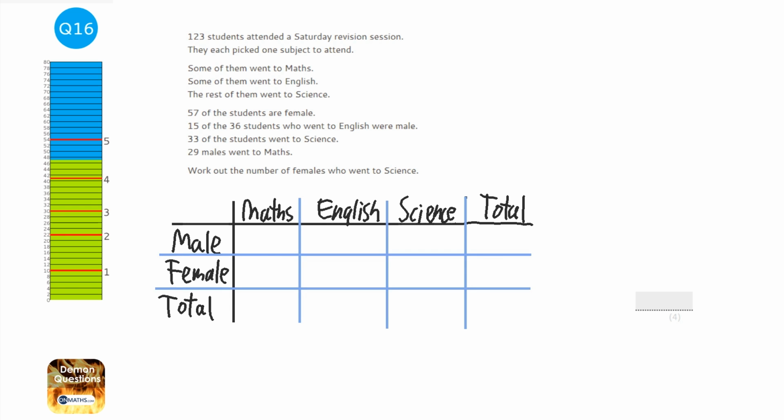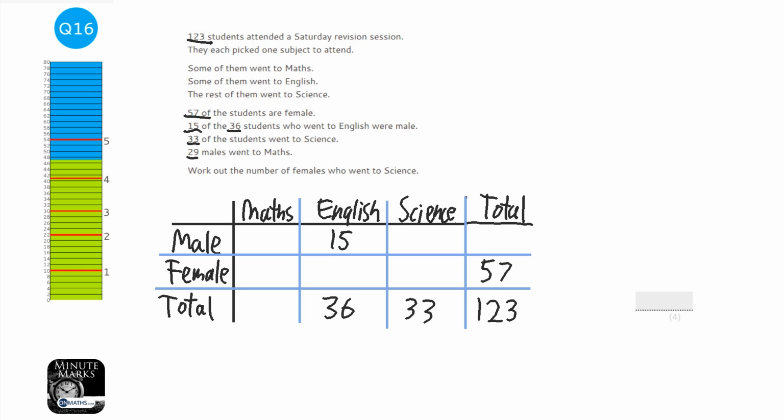Okay, the absolute total is 123. Okay, and we just go through it and fill in the bits we do know. So 57 of the students are female, so 57 females. 15 of the 36 students who went to English were male, so there's 36 students who went to English, and 15 of them were male. 33 students went to science, and 29 males went to maths. So 29 males went to maths.